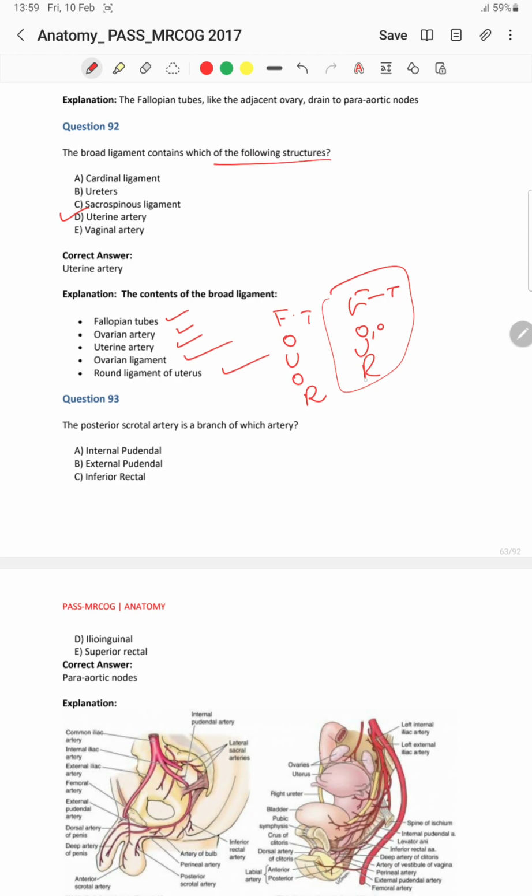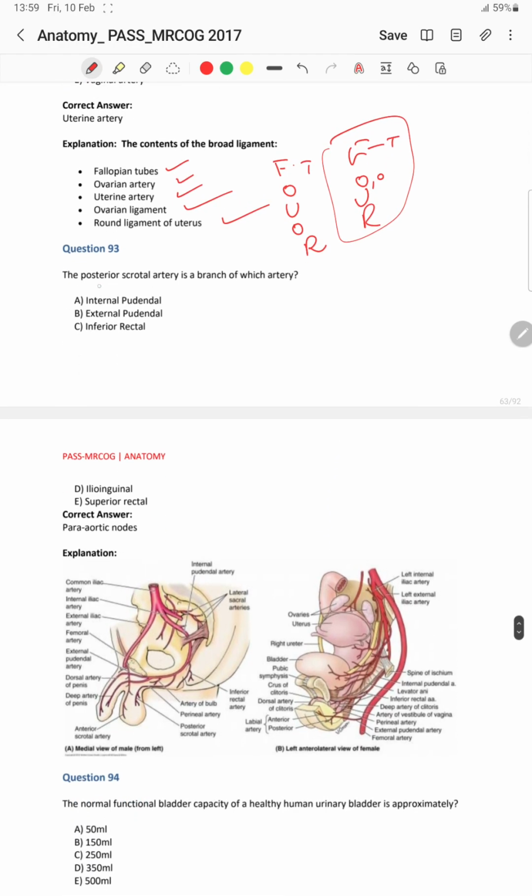It has got the uterine arteries and the round ligament of the uterus. Next question, the posterior scrotal artery is a branch of which artery?